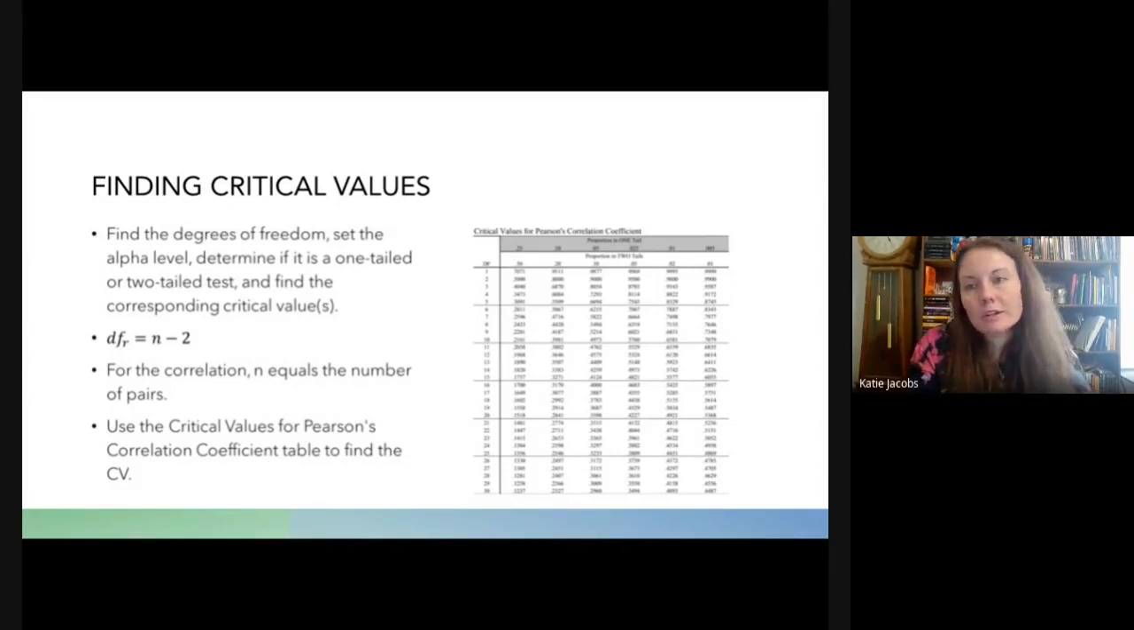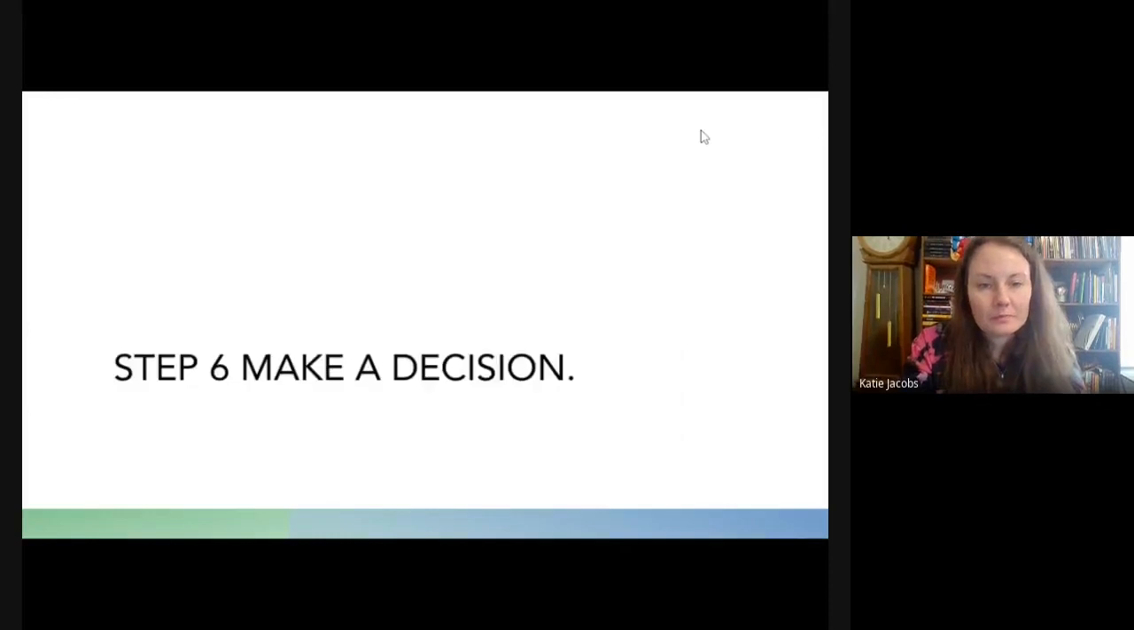We remember also in our critical value tables that there's no negative values in there. So if you hypothesize a negative test statistic when you wrote your research question, you would take the critical value from your critical value table, and you would make the critical value negative when you were using it.